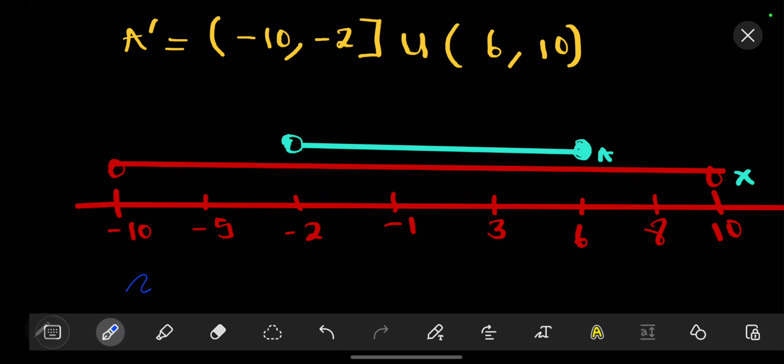So the other part is asking us to say the set difference x minus A. What does this mean? This simply means to say what members are in x that are not in A.